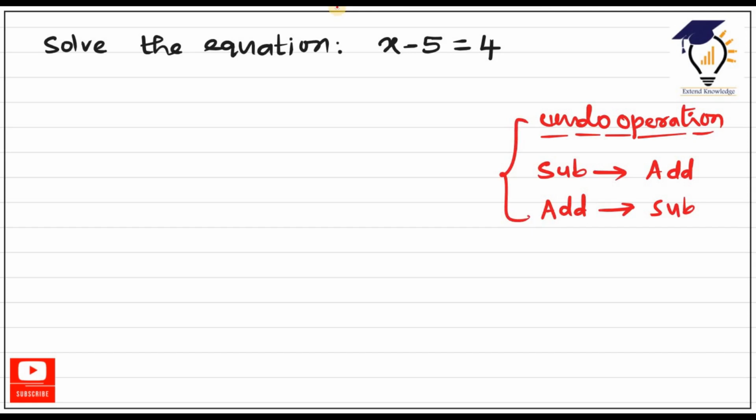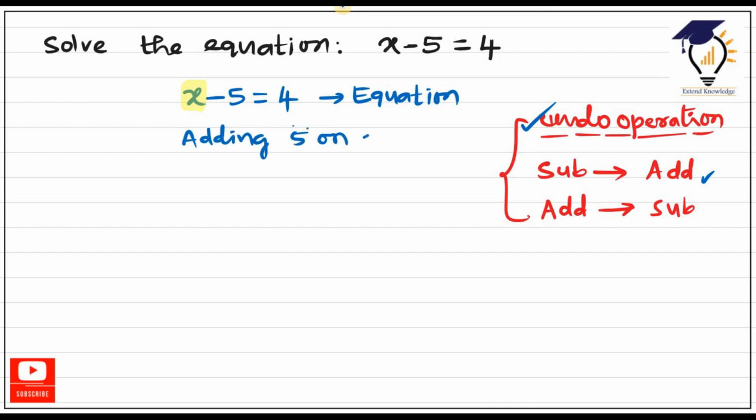I'll show you how it works. So x minus 5 is equal to 4. In order to find the variable value, we have to remove negative 5 from this side, so we take the opposite of negative 5. We are applying an undo operation here. The undo operation of subtraction is addition. So I am adding 5 on either side.